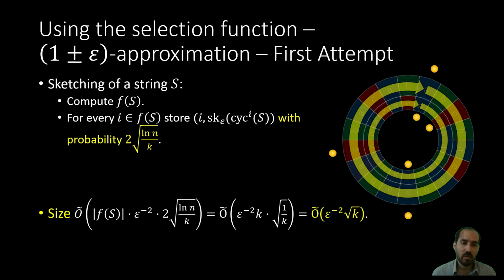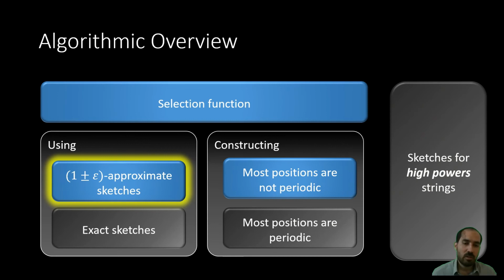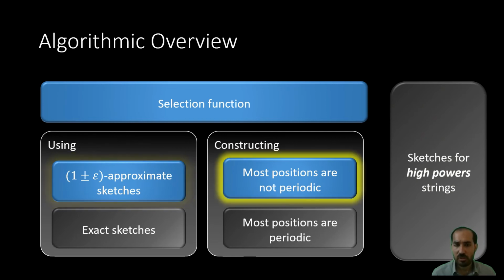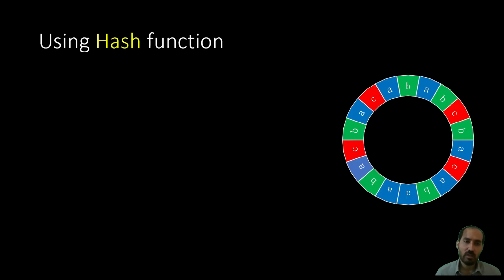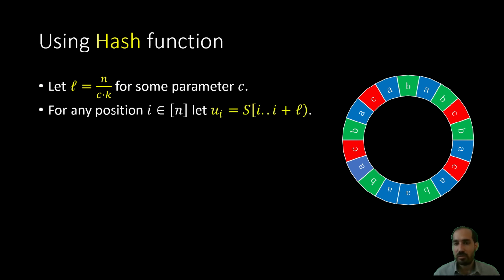And now the size of these sketches is O tilde of epsilon to the minus 2 times square root k. That's what we want. Finally, I want to discuss a little bit about how we construct such a selection function. We use a hash function. First of all, let's define L, the length, to be something around n over ck for some parameter c, which is constant.